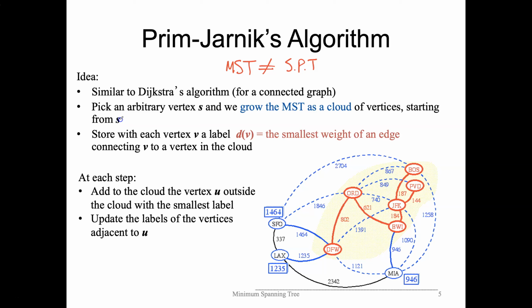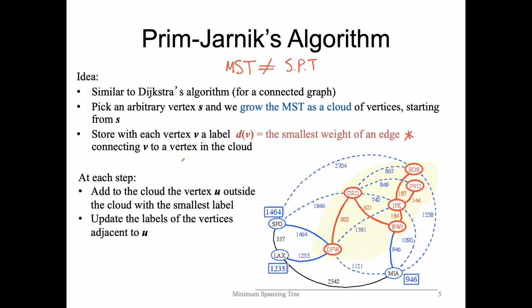And with every vertex we store a label, like a distance label, but here this does not represent the distance from a vertex to the starting vertex. Instead, this represents the distance from this vertex to any vertex already in the cloud, either the starting vertex or any other vertex already in the cloud. So this represents the smallest weight of an edge. So this is the main difference in how this differs from Dijkstra's algorithm for a shortest path tree. Instead, here we're finding a minimum spanning tree with Prim-Jarnik's algorithm.